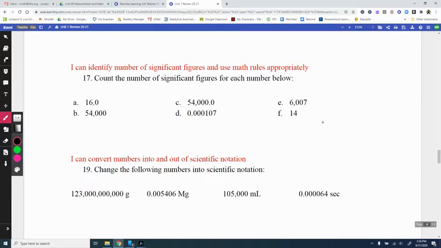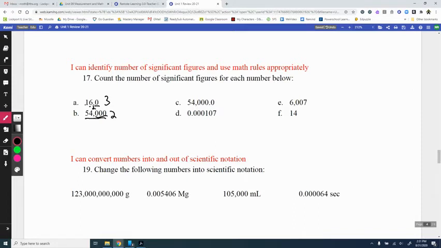So this first one here, we have 1 and 6. Those are definitely significant because they're non-zeros. That is a trailing zero, and since there is a decimal right there, that trailing zero is significant. So this is going to have 3 sig figs. This one here, the 5 and the 4 are significant because they're non-zeros. And then these 3 are trailing zeros, but this time there is no decimal in the number, so those zeros are not significant. So this is going to have 2 sig figs.